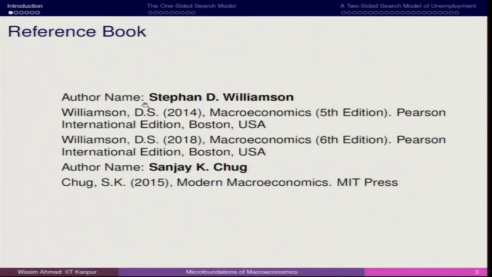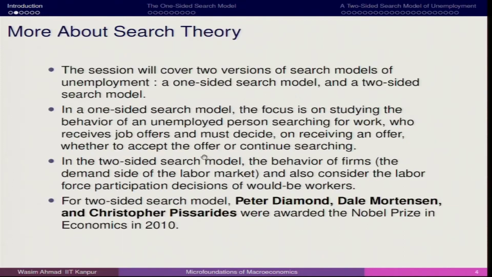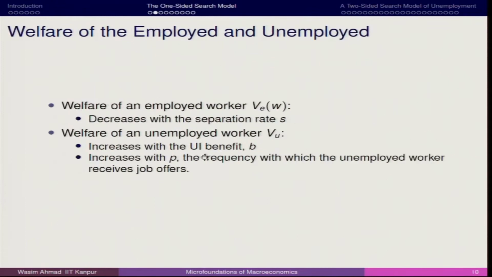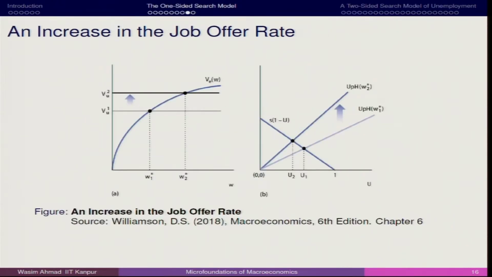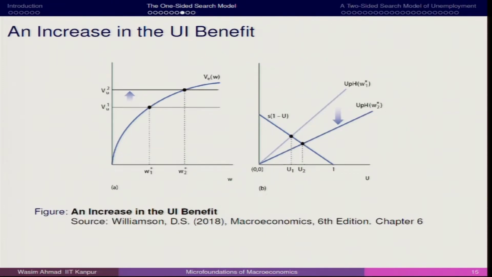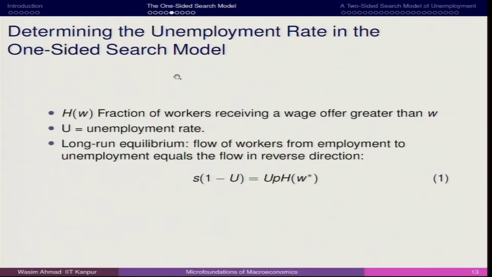So, we will be starting from there and then we will move to the two period model. The reference remains the same, Williamson and Sanjay K. Chugh, the book that I have referred. If we go back and look at it, we were talking about the long run equilibrium.